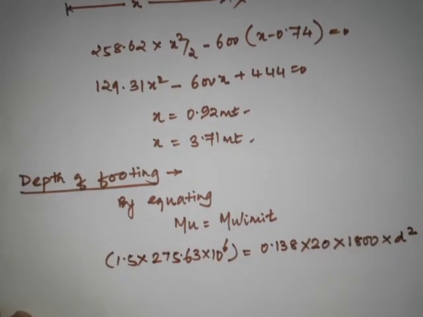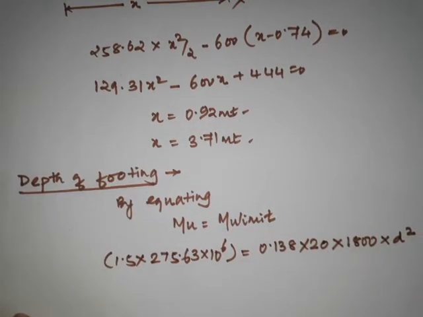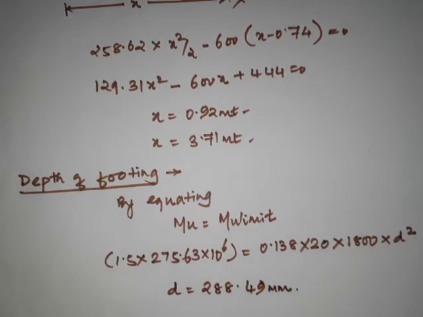Okay, so we'll get d as 288.49 mm. Understood? But this depth that you calculated is with respect to bending moment consideration. This depth we have calculated is for bending moment consideration.